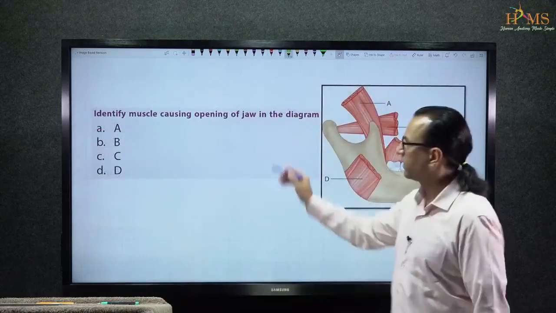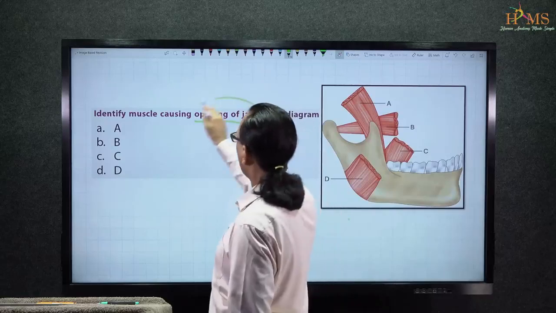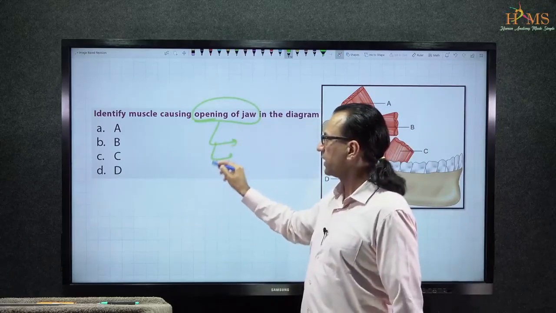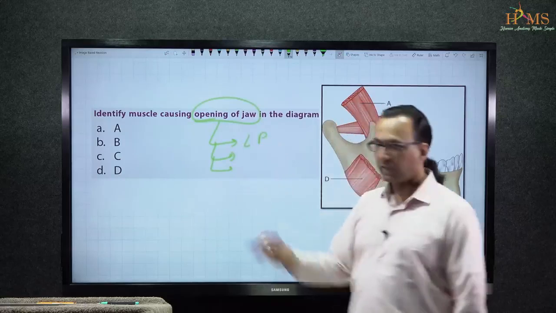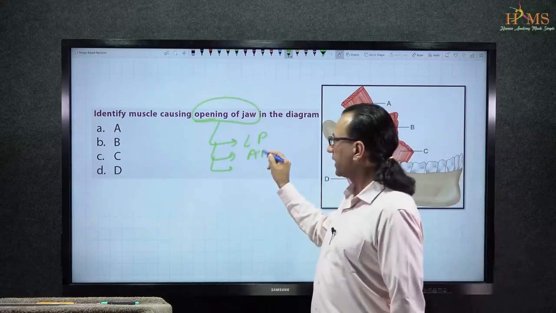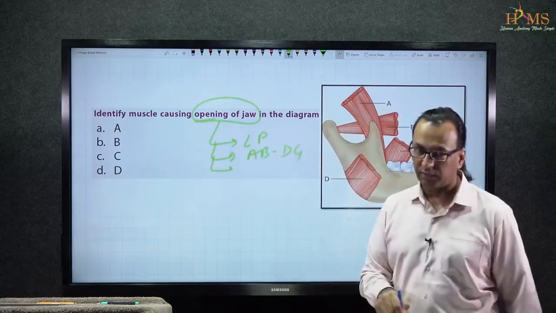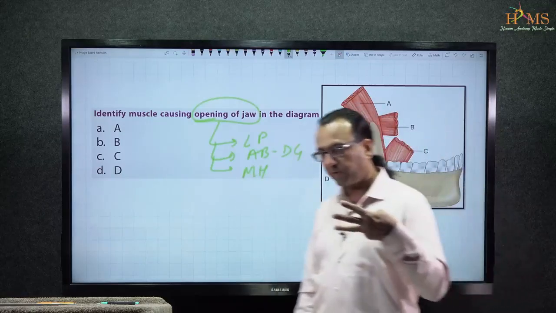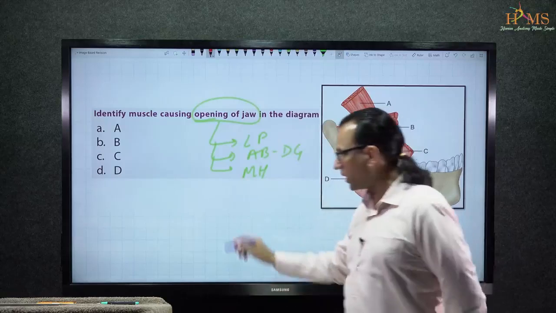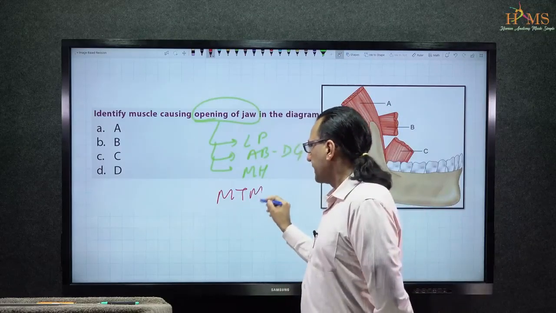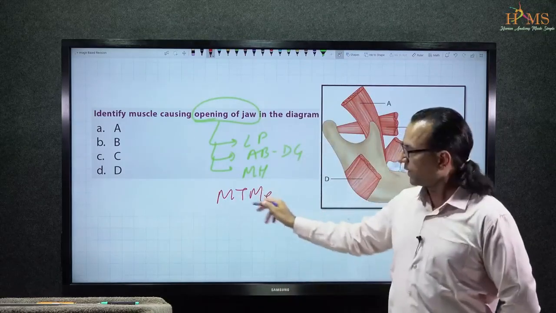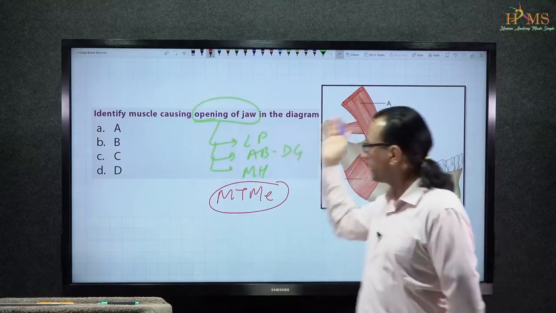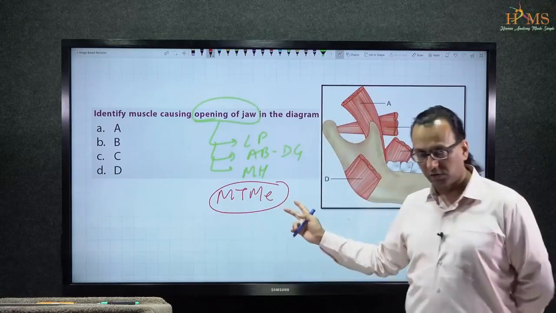Here we got a question asking for the opening of the jaw, which will be the depressor of the mandible. There are 3 major depressors of the mandible. They are the lateral pterygoid, the anterior belly of the digastric, and then you also have the mylohyoid muscle. And there are 3 elevators of the mandible also. The 3 elevators of the mandible are remembered as MTM elevators: the masseter, the temporalis, and the medial pterygoid. Actually, you can see the MTM elevators in the diagram very quickly, and they help us to close the mouth.